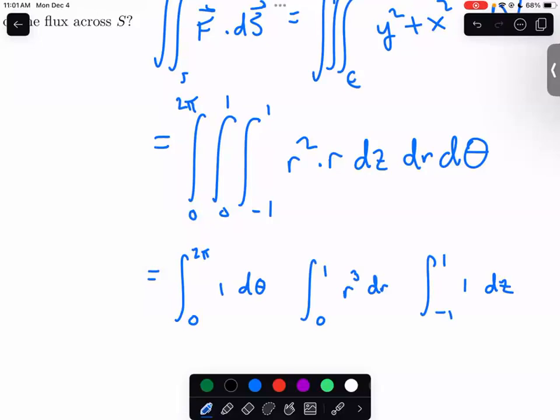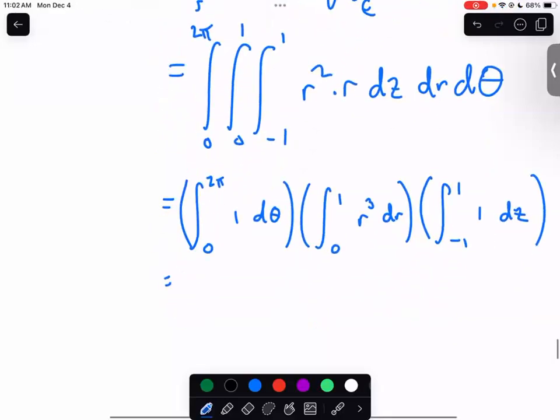My function, my integrand, what I'm integrating, is just r cubed, which of course can be written as 1 times r cubed times 1. And so now I've split this up into a function of just thetas, a function of just r's, and a function of just z's, all multiplied together. And my bounds are all constant. Whenever that happens, you can perform this trick. If they're not constant, of course you can't. So there's plenty of times where we can't do this trick, but it's nice when it happens, because then the evaluation is quite fast.